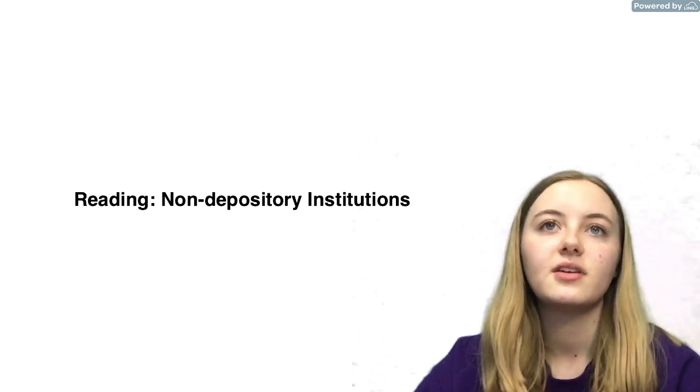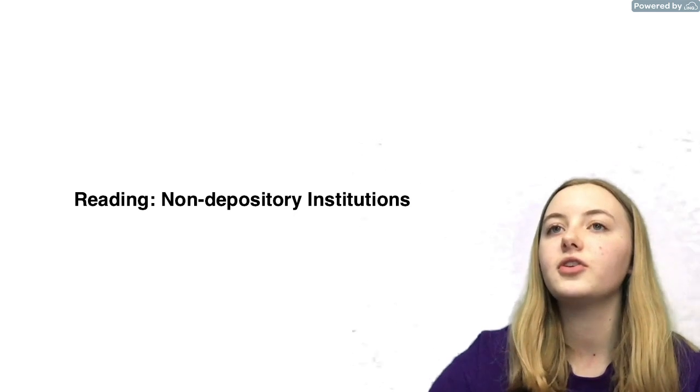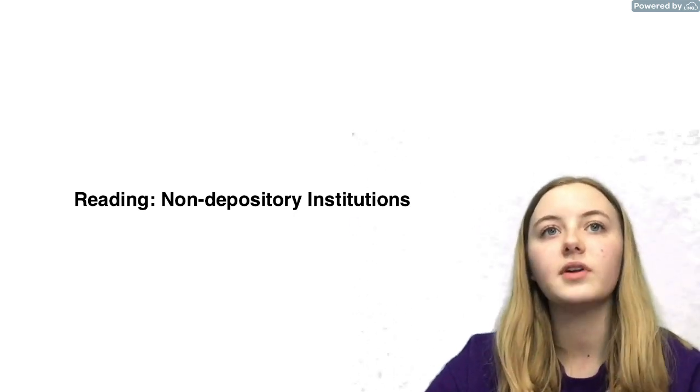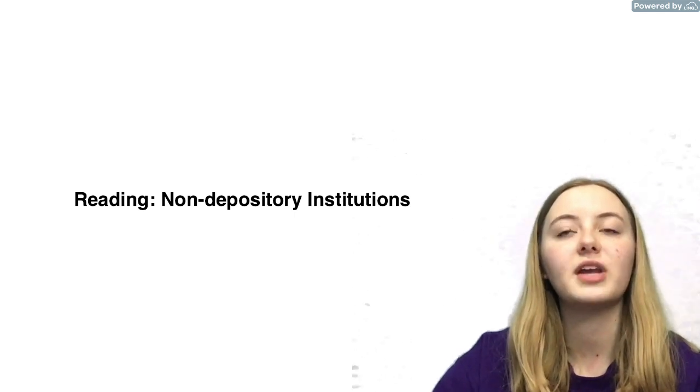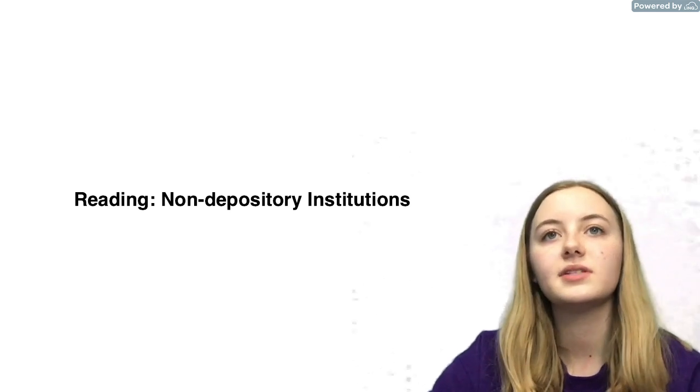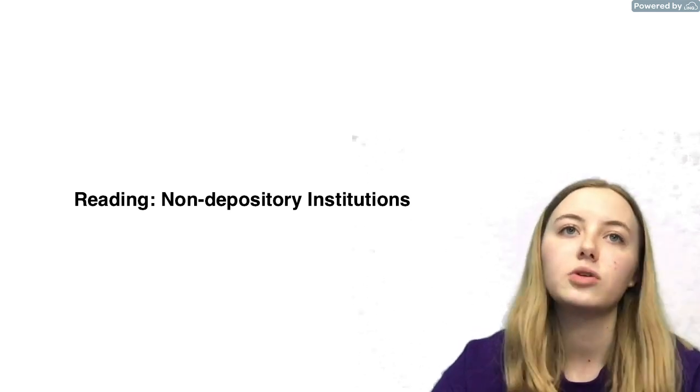Non-depository institutions also include an assortment of alternative intermediaries, such as payday loan centers. See Chapter 12, Your Financial World, The Cost of Payday Loans, page 309. Rent-to-own centers, peer-to-peer lending firms, pawn shops, and even loan sharks.